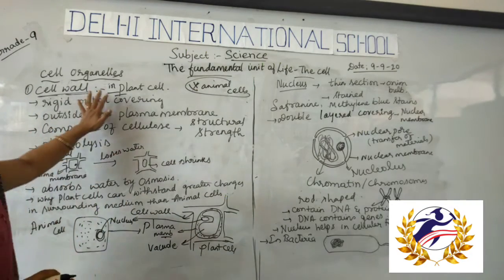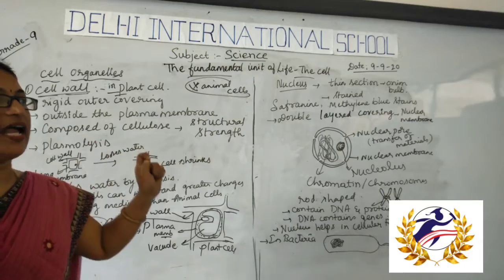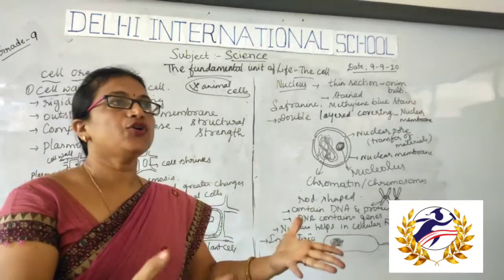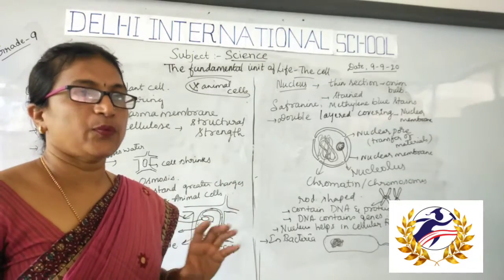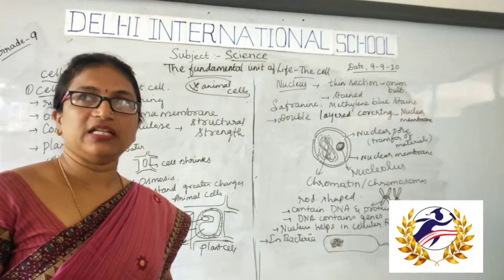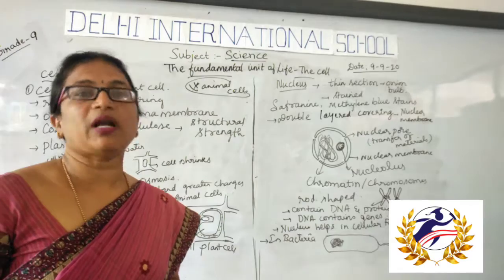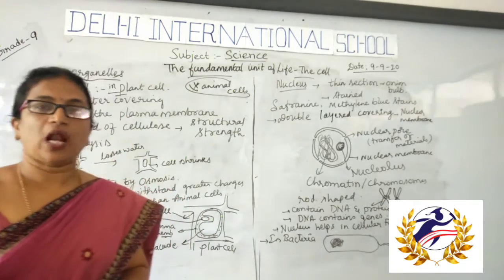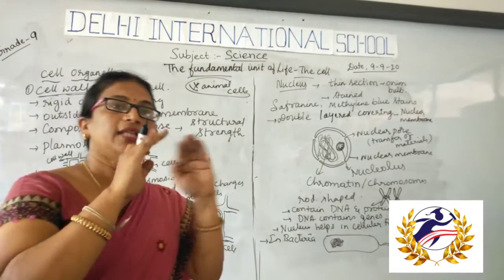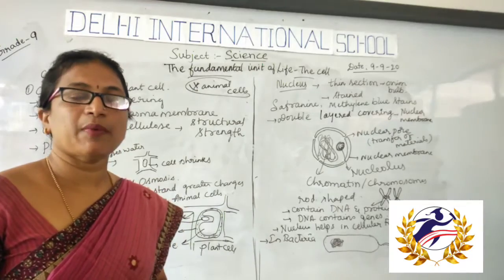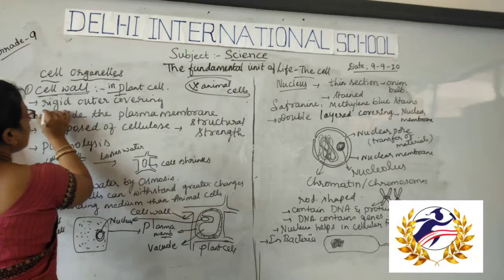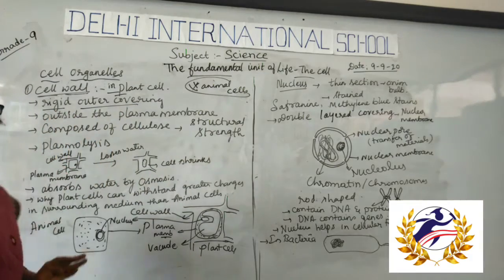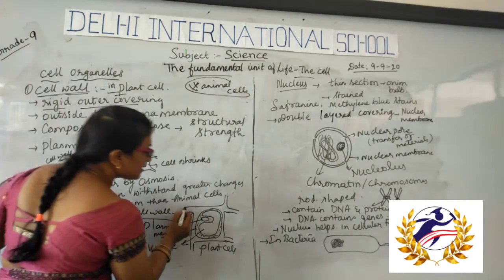It is present only in the plant cell because the plant cell has to be exposed to the wear and tear of the environment, the very severe, extreme atmospheres of the environment. That's why they have a thick boundary around the plasma membrane, called the cell wall. So the cell wall is a very rigid outer covering.